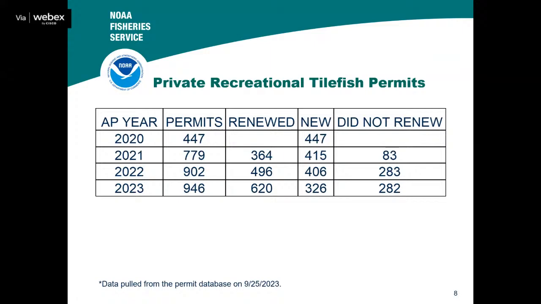This is a look here at the number of permits by year. You can see in that first year we had 447, and it looks like in the last couple of years, maybe this number of permits is beginning to plateau a bit. We had 946 in 2023. It looks like in the last couple of years we've had close to 300 permits that don't renew, but a pretty good number of permits that do renew, and we had a lower number of new permits in 2023. So maybe this number is going to stay around 900 or 1,000 as we move forward these next couple of years. Next slide.